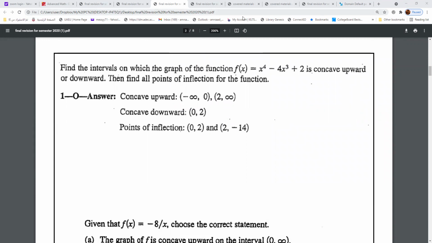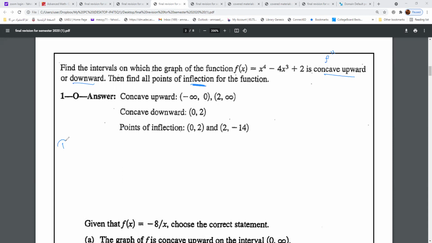Here, find the interval on which the graph of function f of x equals x to the power 4 minus 4x to the power 3 plus 2 is concave upwards or concave downwards. Then find all points of inflection for the function. Look here, concavity, so I'm talking about the second derivative, not the first. That is the answer, but I have to show you how we get it.